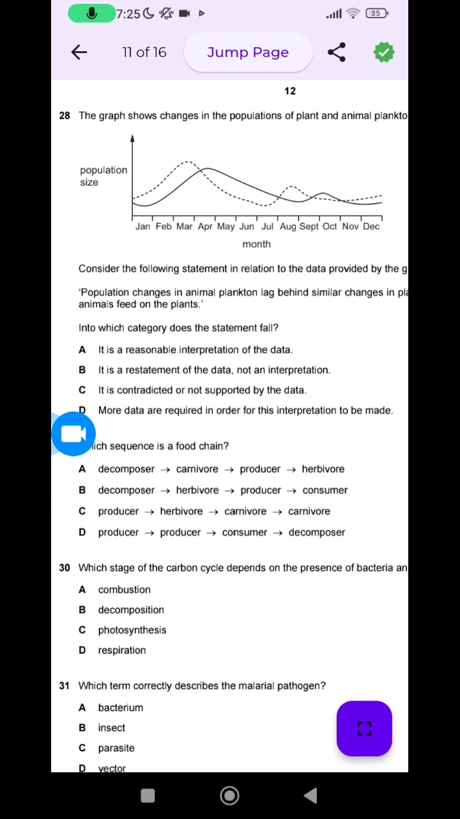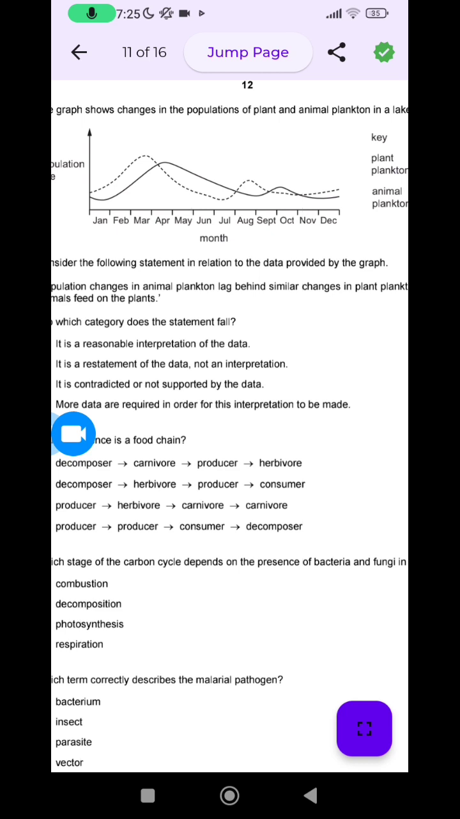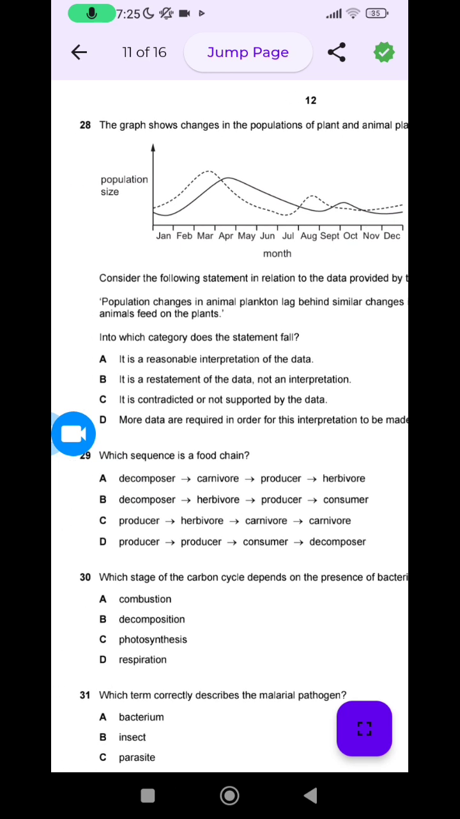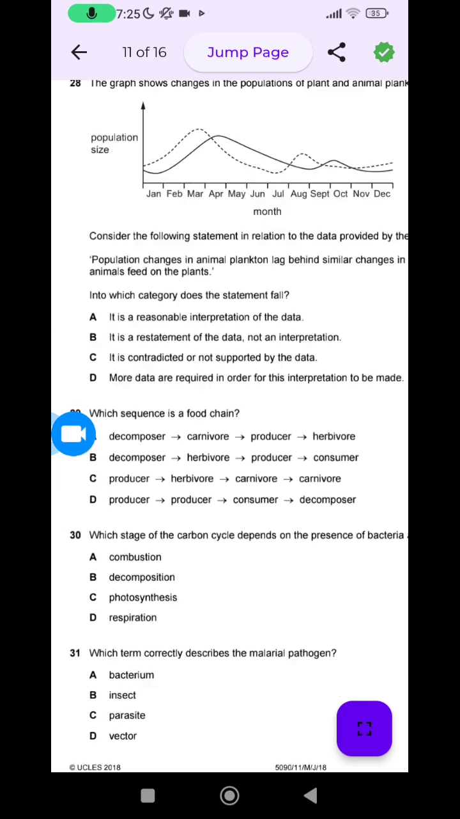D, more data required in order for this interpretation to be made. No, we can clearly already see that the statement provided by the examiner is correct.